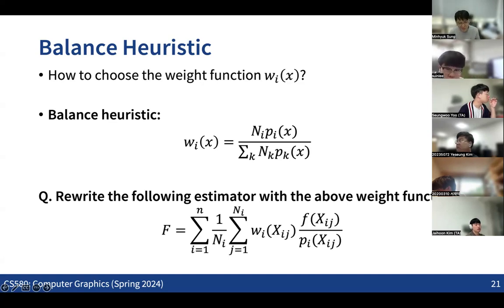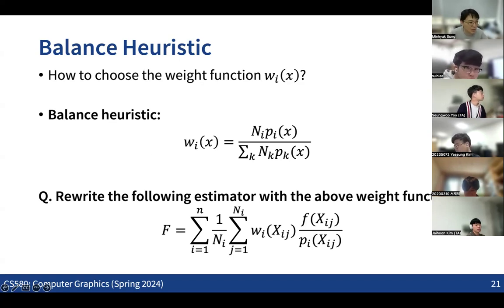So this is a very simple trick in that we are adapting the weight based on the probability of the samples for each sampling strategy, and normalizing this probability in a way that the sum of the weights over the PDFs becomes one. That also gives us an unbiased estimator. Right, basically a very simple idea.